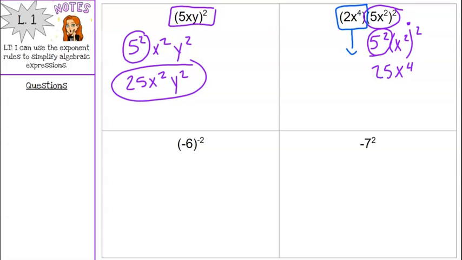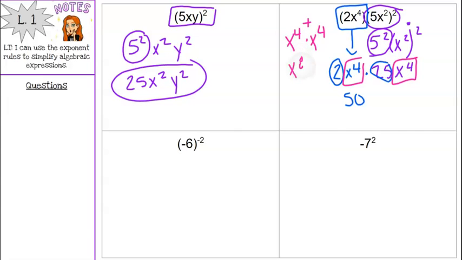And now we get to multiply it by that 2x to the 4th. We're going to multiply these. When we multiply like things, the numbers can be multiplied. 2 times 25 is 50. And then we can do x to the 4th times x to the 4th. Remember, when we multiply powers, we can add the exponents. So 4 plus 4 is 8, so that would become x to the 8th power. So it would be 50x to the 8th power.